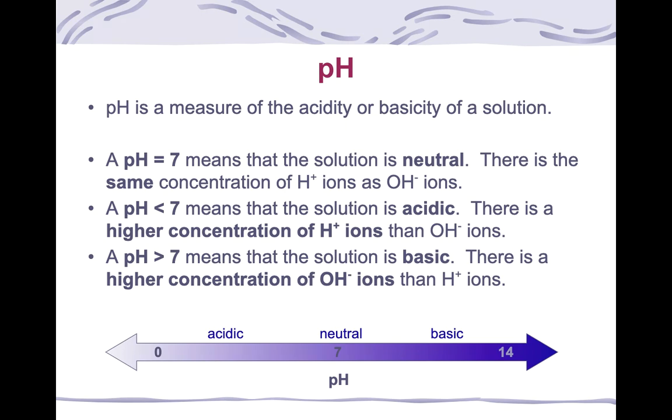And this is shown on this continuum of the pH from 0 up to 14, where the solution is acidic, and then it becomes less and less acidic until it becomes neutral, and then it starts to become more and more basic up into a pH of 14.